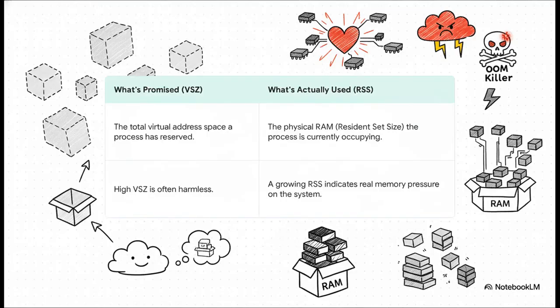Okay, this is a really important distinction to get. That promise of memory is called the virtual size, or VSZ. You'll see it in tools like top, and it can be a massive number, but most of the time it's harmless. It's just a reservation. What you really need to watch is the resident set size, or RSS. That's the amount of actual physical RAM the process is using right this second. This whole strategy of promising more than you have is called memory overcommit, and it's usually super efficient, but it does set the stage for a potential problem down the road. Just remember, RSS is the number to watch.